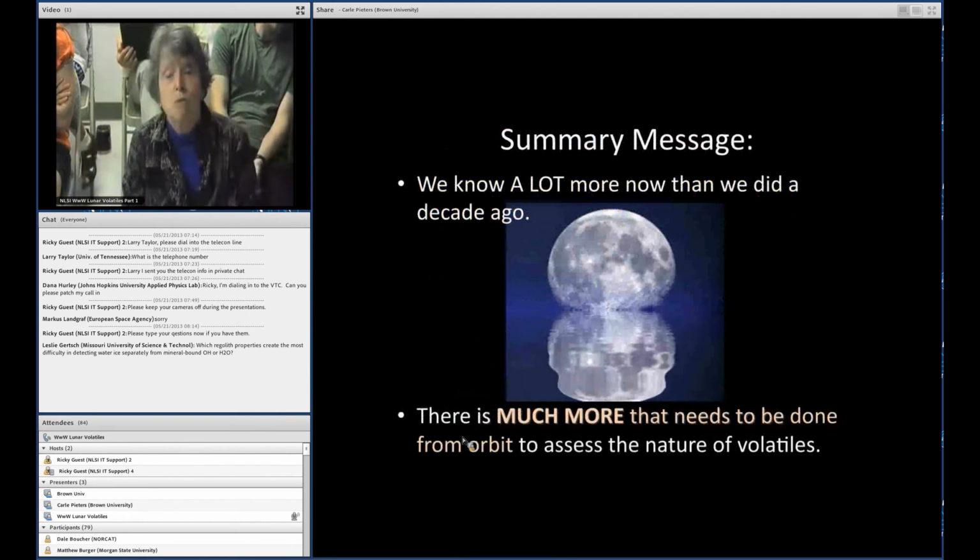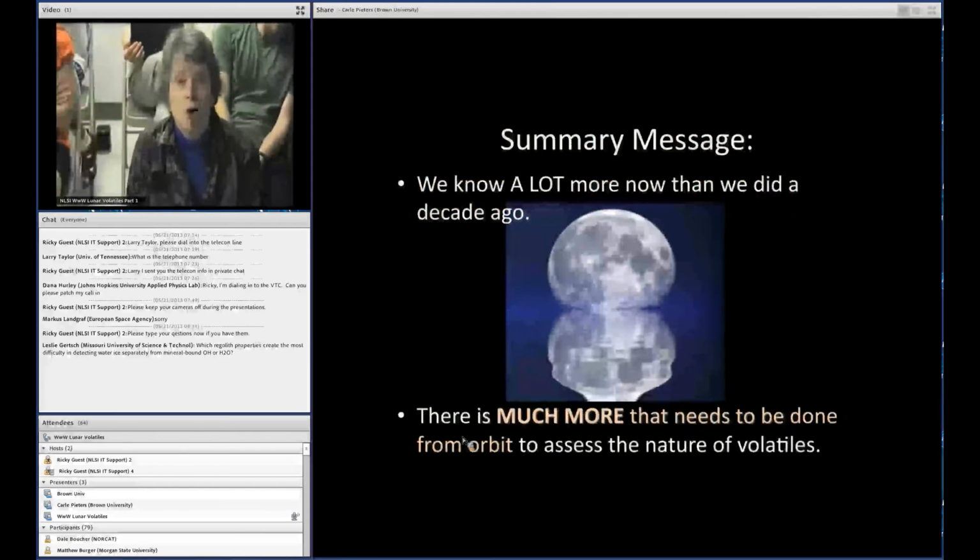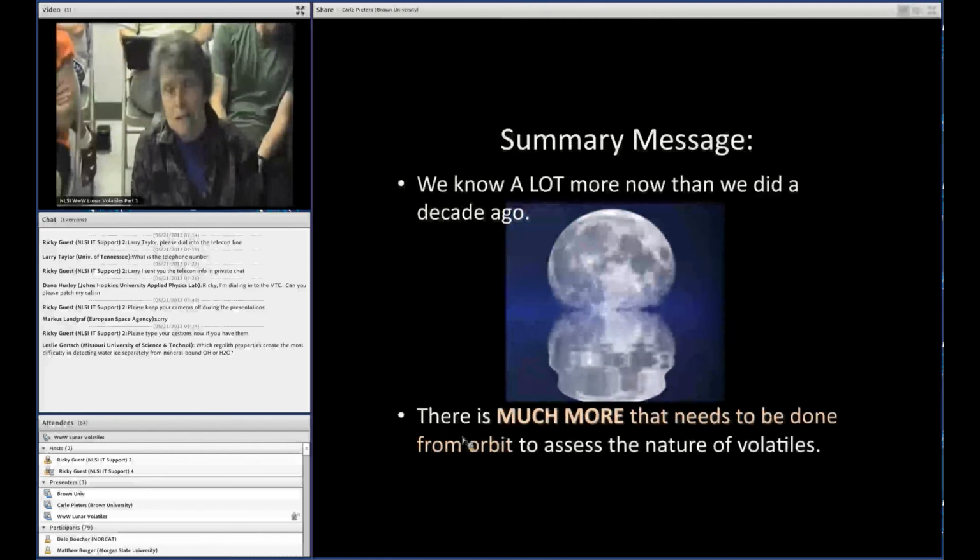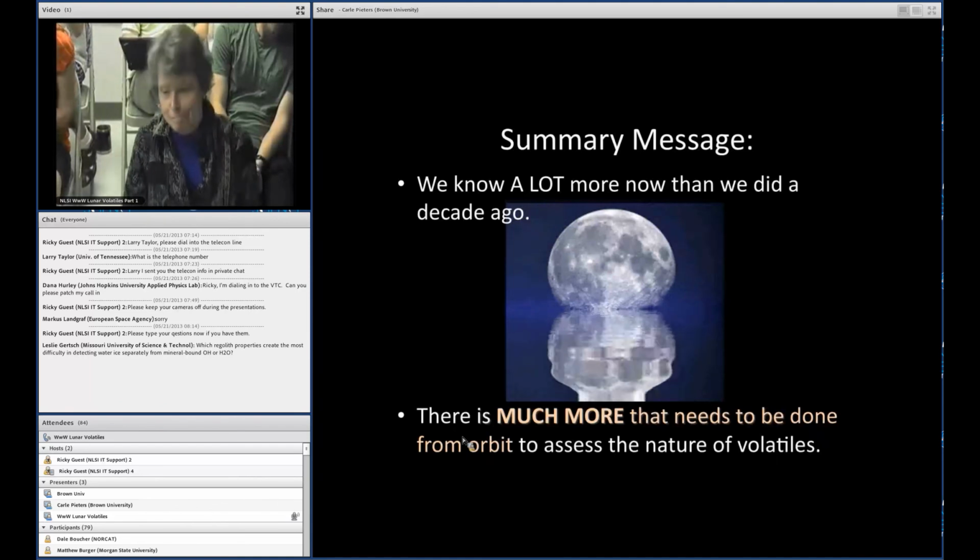So here's my last slide. What's the summary of all this? We know a lot more than we did a decade ago, but there's much more that really needs to be done from orbit to assess the nature of volatiles. And that's it. Thanks.